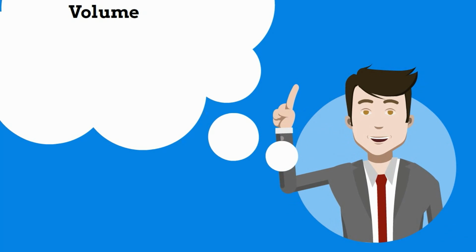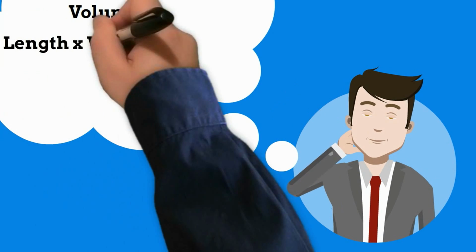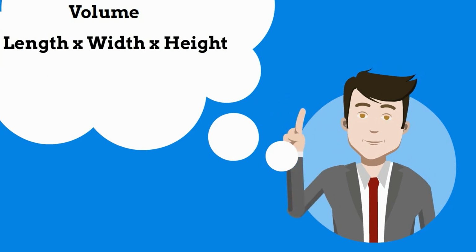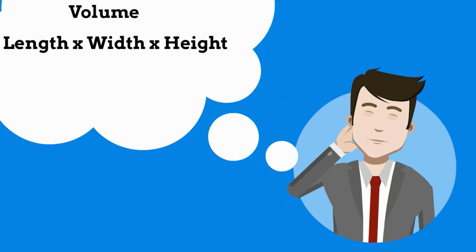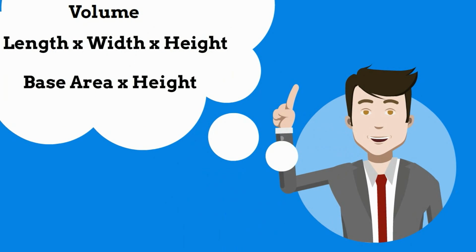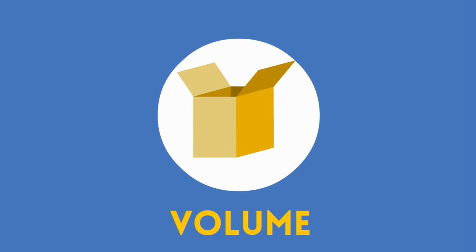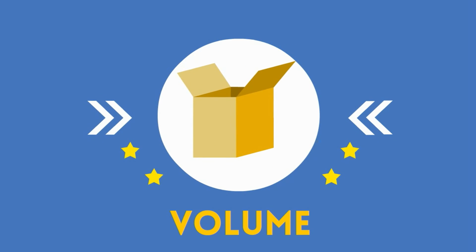You can find the volume one of 2 ways. First, you can multiply length times width times height. Or if you know the area of the base, you can use base times height. Let's look at a couple examples of calculating the volume of a rectangular prism.